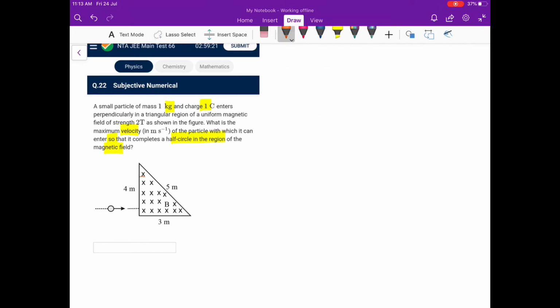So let's draw it. For the limiting case, let's say it enters here and it goes like this, so this would be tangent. Let's say this distance is 2r, and with the 5, 4, 3 triangle, this would be 53 and this would be 37. Now this would be the center, and this is the perpendicular r. In the right triangle, this length is r, this is 4, so this complete length would be 4 minus r.